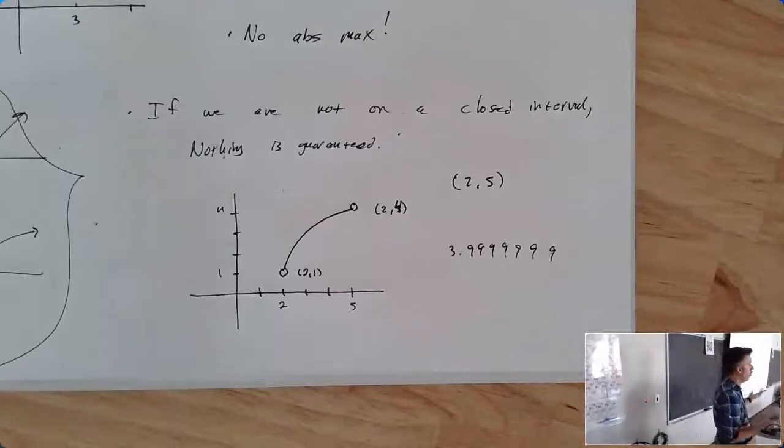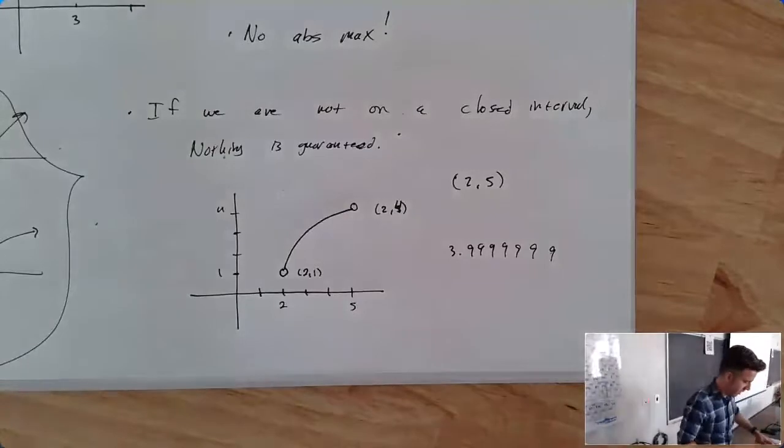You certainly could have an absolute maximum or minimum on an open interval. I'm just saying that the extreme value theorem only guarantees this if you have both a closed interval and a continuous function. If we know that those two things are true, then we for sure get to have an absolute maximum and absolute minimum. If they're not true, you might still get those things, but you might not.